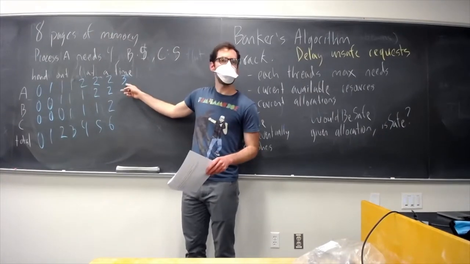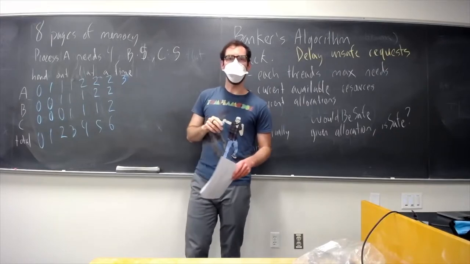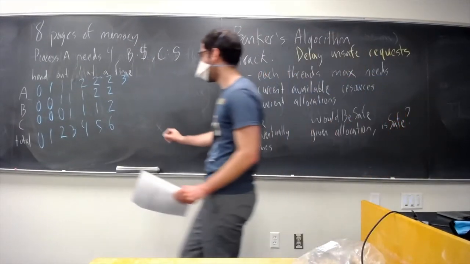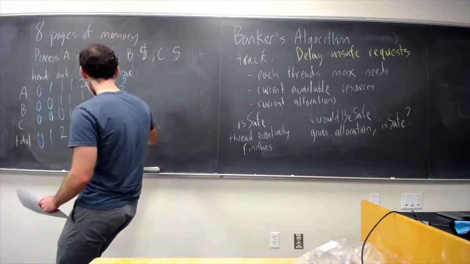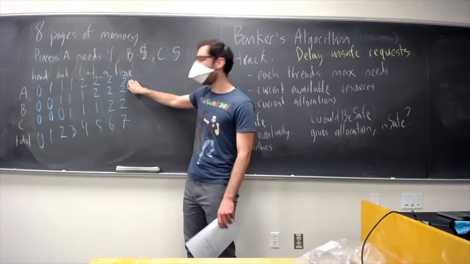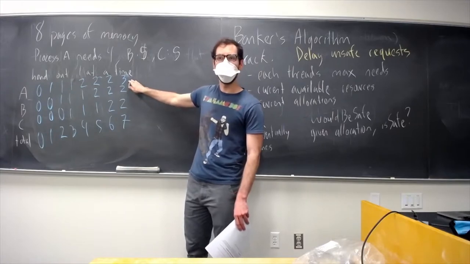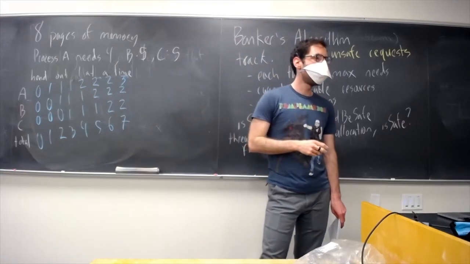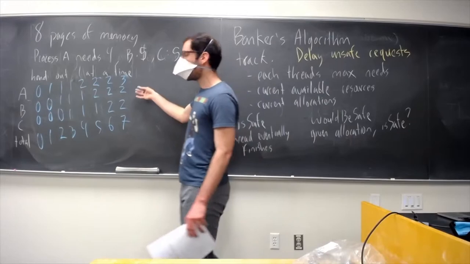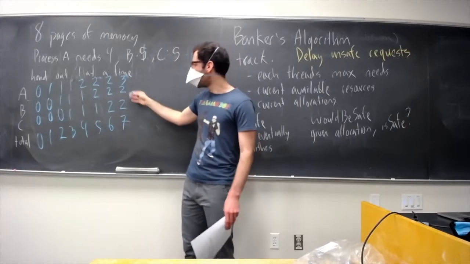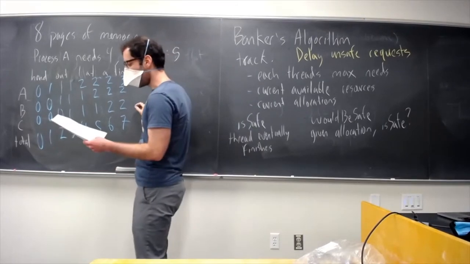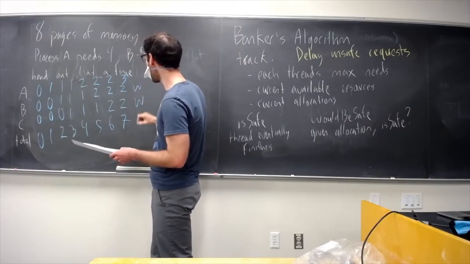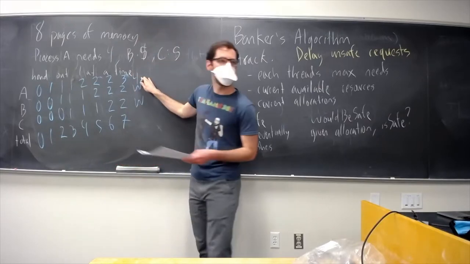Why is it acceptable? Why is it safe to give a third one to A? Because A only needs one more, and we still have one more left to give. Yes, exactly. After we hand out this third one to A, we have one free page. A only needs an additional free page. Can we give a page to B or C? No, those are unsafe requests. They would deny A its last page, and that one page is not enough for B or C to finish. So B has to wait, C has to wait, and we'll give a page to A.